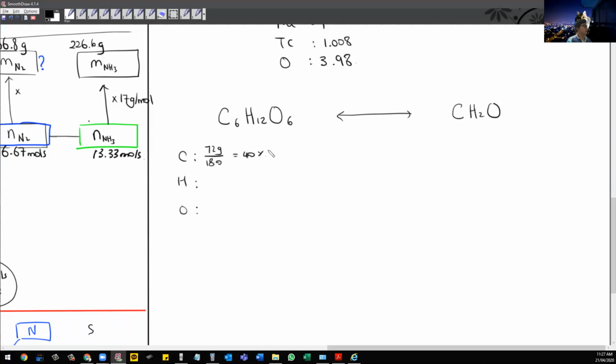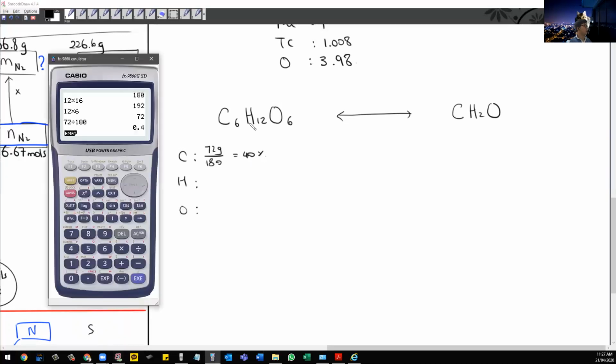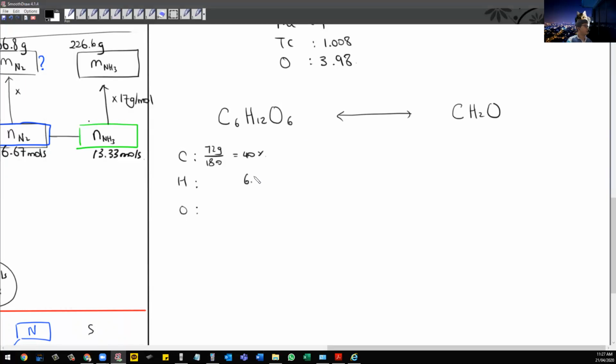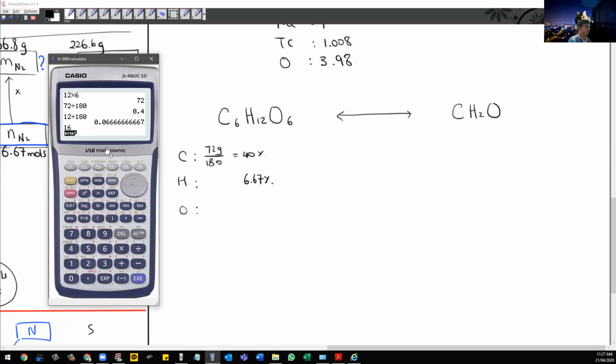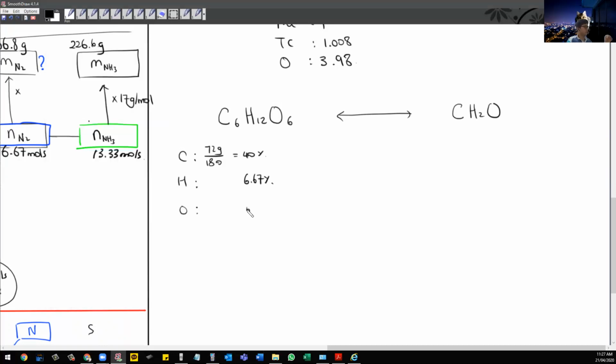That's 40%. Now hydrogen: the mass of hydrogen is 1, and there are 12 of those. So 12 divided by 180. It's about 6%, isn't it? 6.67%. Now oxygen is 16 times 6, divided by 180, and that's about 53.3%. And if you add it all up, you get 100%, right?